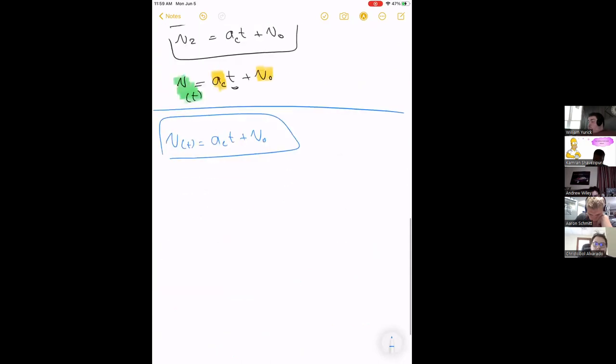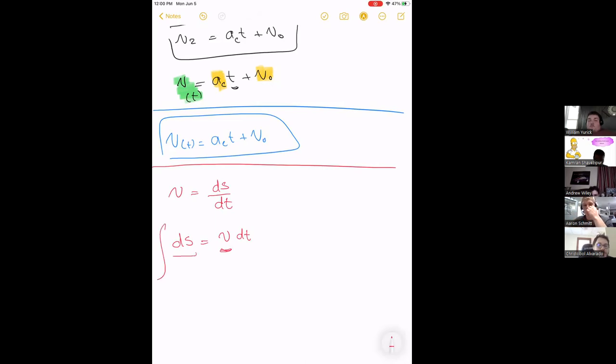Now we're going to go back to the definition of velocity. V was ds dt, right? Which means ds is v dt. Do I know V? Because the left-hand side, the integration is easy. You go from S0 to S, you go from T equal 0 to T, right? Do I know V?